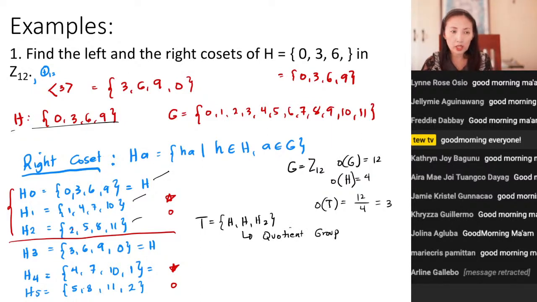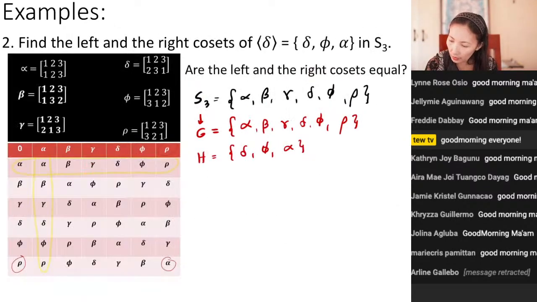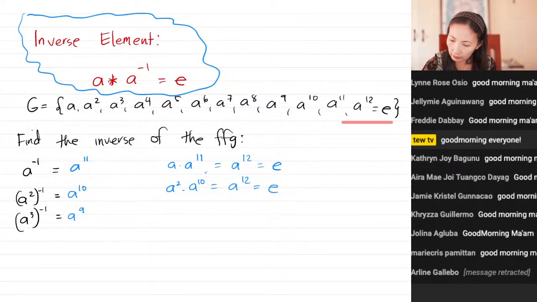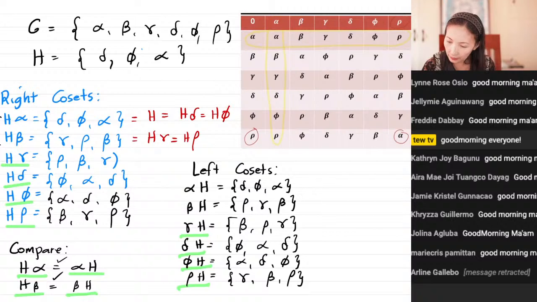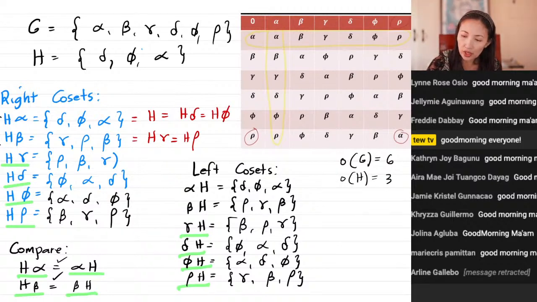Okay, so quotient group. Now, let's look into the previous. Sanong solution natin dito? Okay, how about here? Here, our G is this. What is the order of G? The order of G is 6. And the order of H is 3. Diba? Checking on this, 1, 2, 3, 4, 5, 6. Order of H, 1, 2, 3.